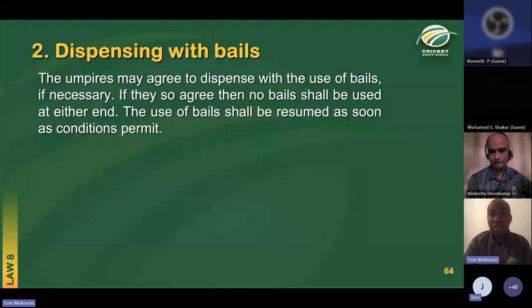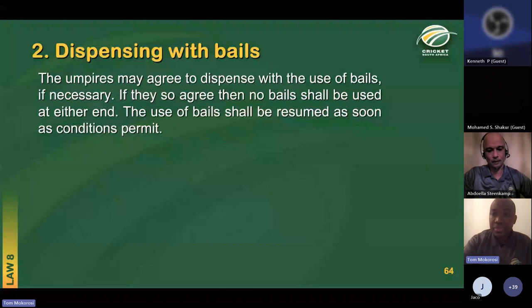And anything that happens after dead ball has been called is irrelevant. So the striker will not be out hit wicket. Understood. Thanks very much. Cool.